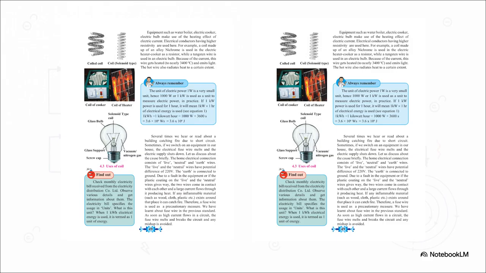But check out the right side, an electric bulb. Here, a tungsten wire is used. When current flows, this tungsten wire gets so hot, we are talking nearly 3,400 degrees Celsius, that it actually emits light. It's the exact same physical principle. Joule's heating gives us both the heat to cook our dinner and the light to read our books.